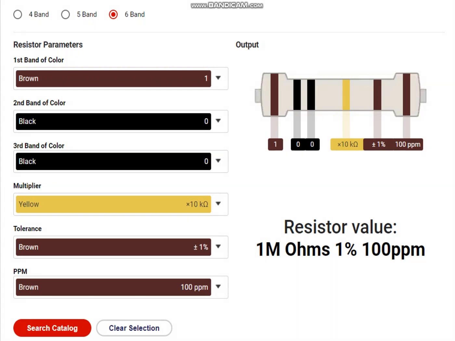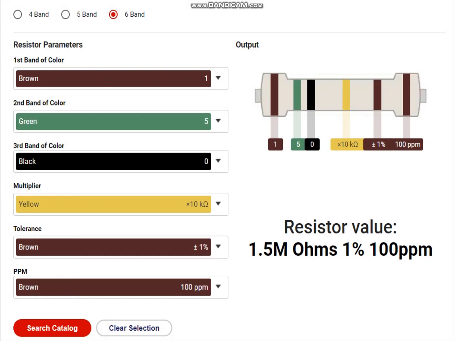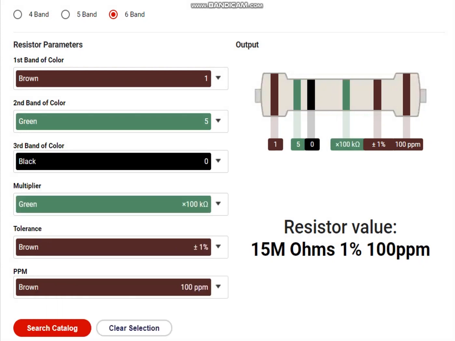Now let's take one more example to clarify, with 15 mega ohm. The colors I am going to select are brown, green, black, green, brown and brown. So now to calculate the change in value, it's a 100 ppm change. That means 100 ohm per million. But our resistance is 15 mega ohm. So the change here will be 100 into 15. That means 1500 ohm per degree temperature change.